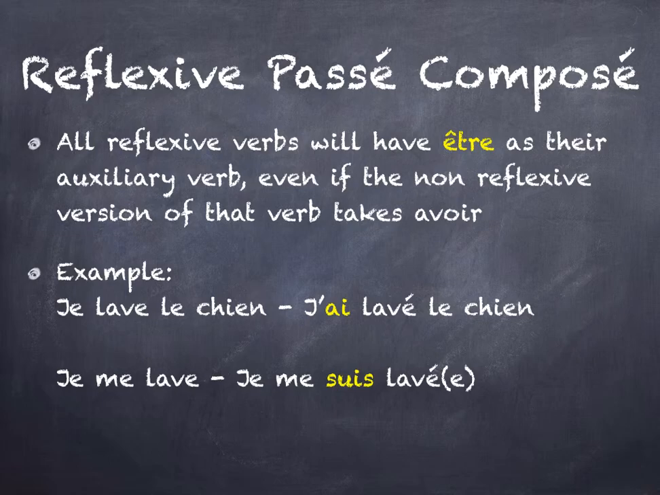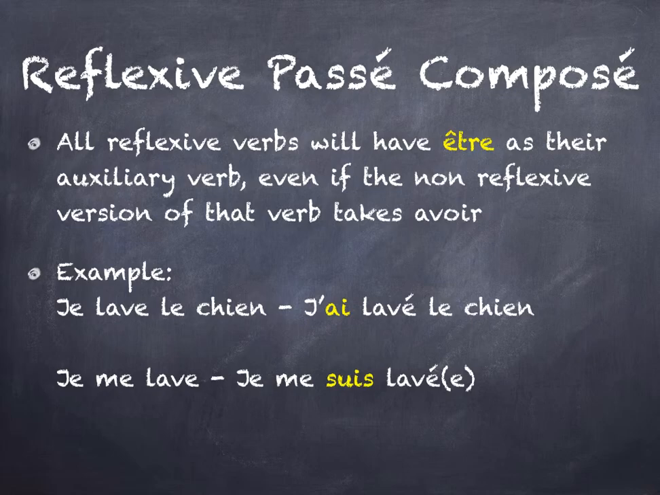Reflexive passé composé looks just slightly different. All reflexive verbs will use être as their auxiliary verb, even if the non-reflexive version of that verb takes avoir. The inclusion of the reflexive pronoun forces you to use être. So for example, the non-reflexive sentence, je lave le chien, I'm washing the dog. In the past tense, to say I washed the dog, j'ai lavé le chien. We use avoir and a regular formation of laver.